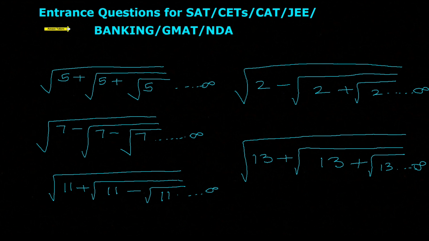Now in this video I would like to show you a few questions which come in the entrances of SAT, CET, CAT, JEE, banking, GMAT and even NDA. You might have seen these questions. So we have root 5 plus root 5 plus root 5 and so on up to infinity. When you look at the question, it may look a little difficult, but using a formula, it is going to be really easy. I'm going to show you that formula today.